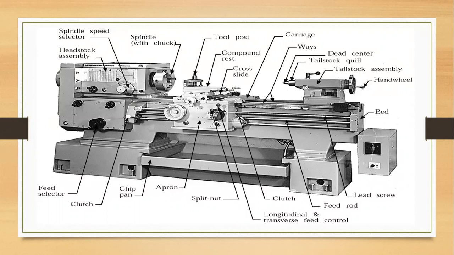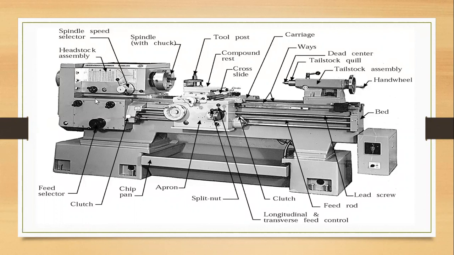The headstock has the spindle, and the spindle has the chuck, whether we are using a 3-jaw chuck or a 4-jaw chuck. These are the jaws: 3 means a 3-jaw chuck, and 4 means a 4-jaw chuck. The chuck is used for holding the workpiece. The rotating element is called the chuck. The spindle is a rotating shaft, and the chuck is placed on the spindle.